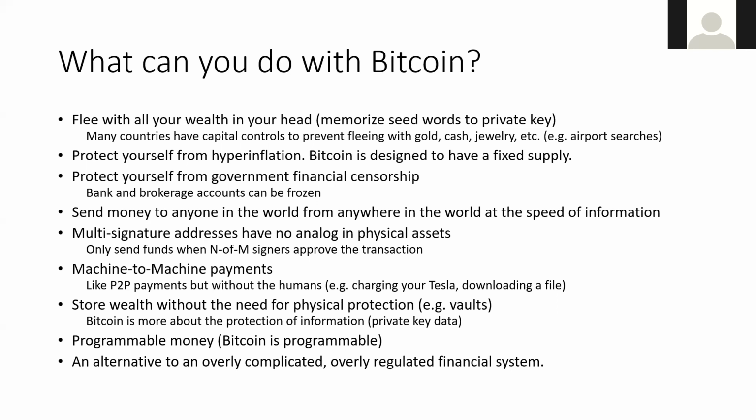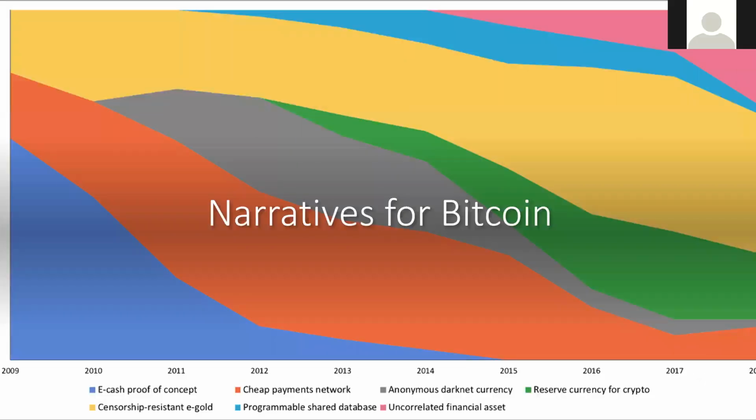You can do things like store wealth without the need for physical protection. If you own $1 billion in gold, you need a big vault. If you own $1 billion in Bitcoin, well, you could memorize a private key. It could be on a USB. You can store arbitrary amounts in essentially extremely tiny spaces. It's programmable, as I mentioned. And it's an alternative to an overly complicated, overly regulated financial system.